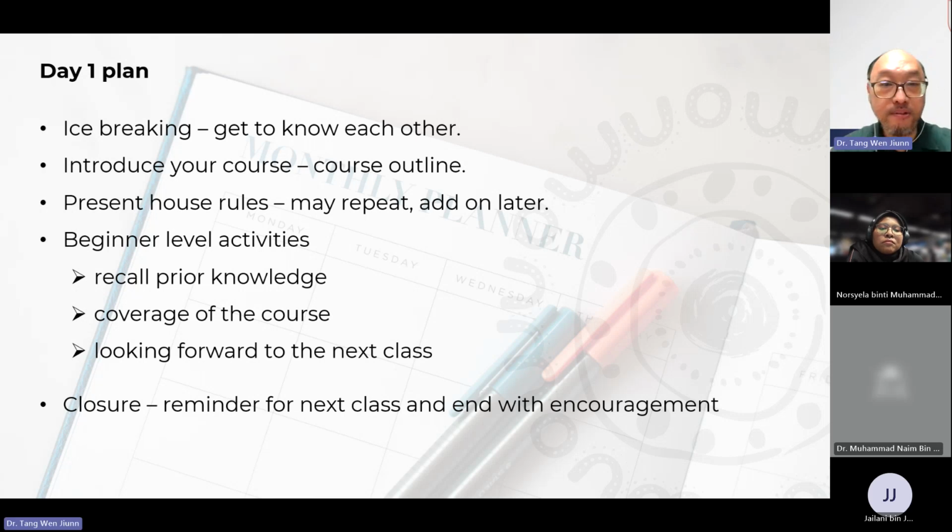Then once done with the ice breaking, only then introduce your course. This is where your course outline becomes very important. You show them, okay, so this is your course. What is the name? How many weeks? The topics coverage. What to expect for the assessment part, how many practicals you have, how many assignments you have. This is where you introduce to them.